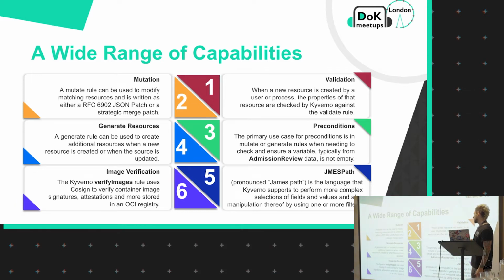Two things more. You can also do image verification. It's using cosign, and this one is, I thought about you, the JMESPath. Basically, this is the name of the guy who built this. He's called James, right?